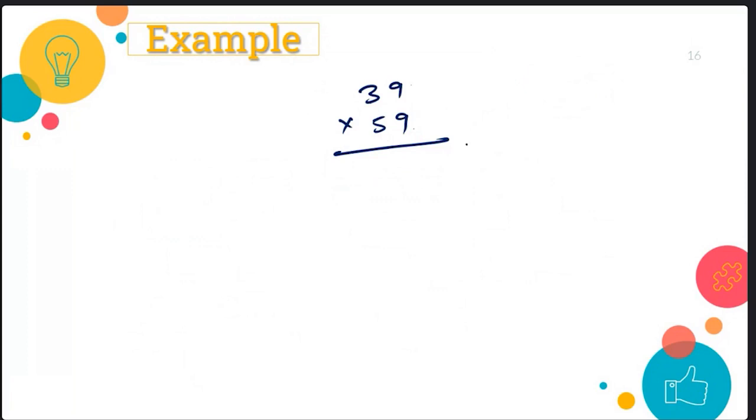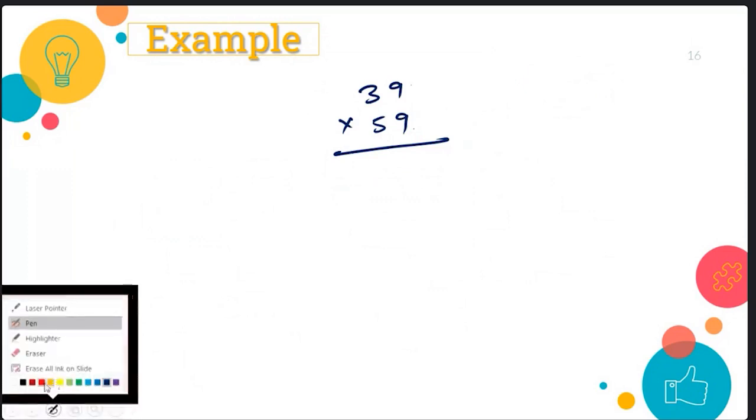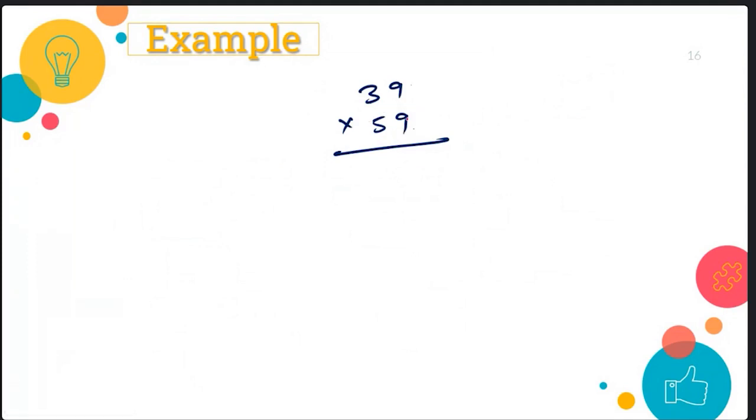So what I'm going to do is use the same concept which we used earlier. We are making the number a multiple of 10. So we are going to add plus 1 here and plus 1 here. If we add 1, it will become 40 and this will become 60. Now we can do it easily. What is the answer? 2400. Yes, sir.